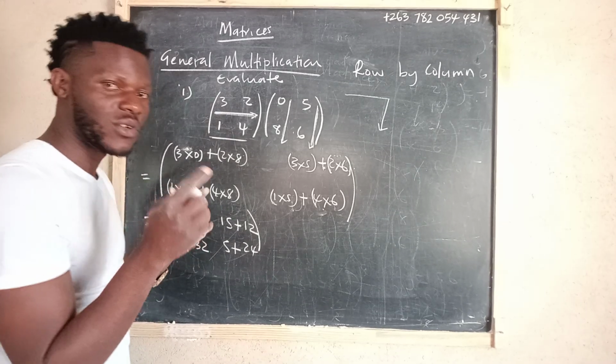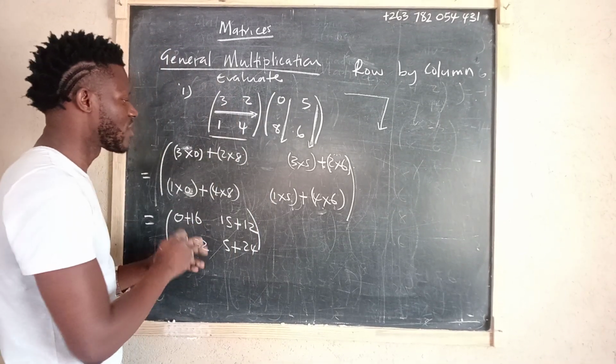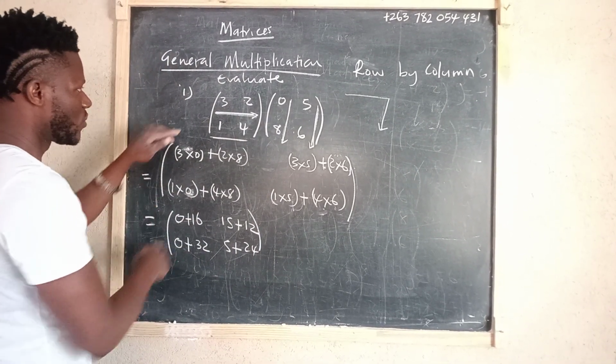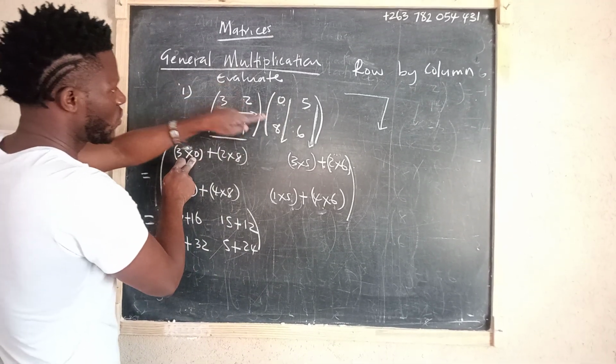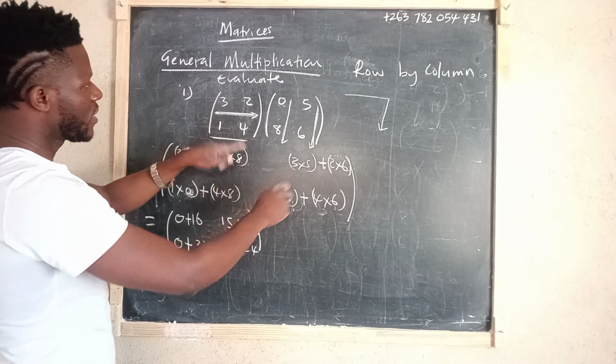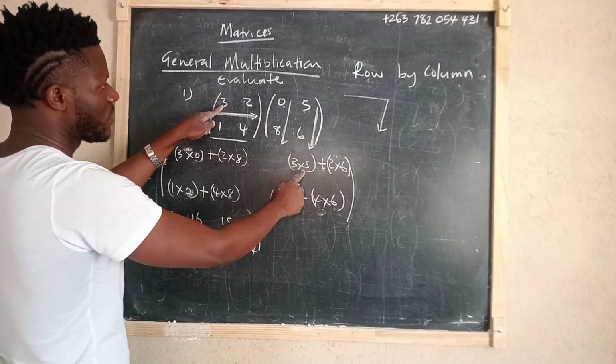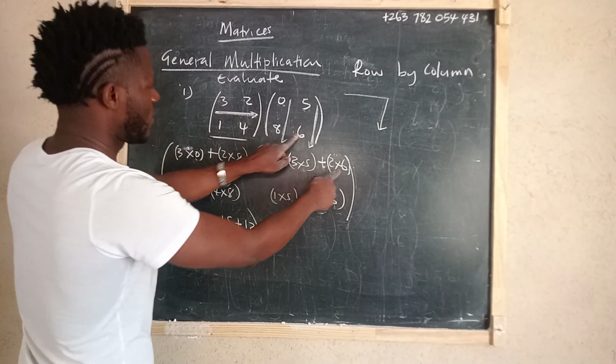By the way, we forgot to cross-check. Always follow up your working before you proceed. This is supposed to be row by column. 3 by 0, confirmed. 2 by 8, confirmed. The other one, 3 by 5, confirmed. 2 by 6, confirmed.